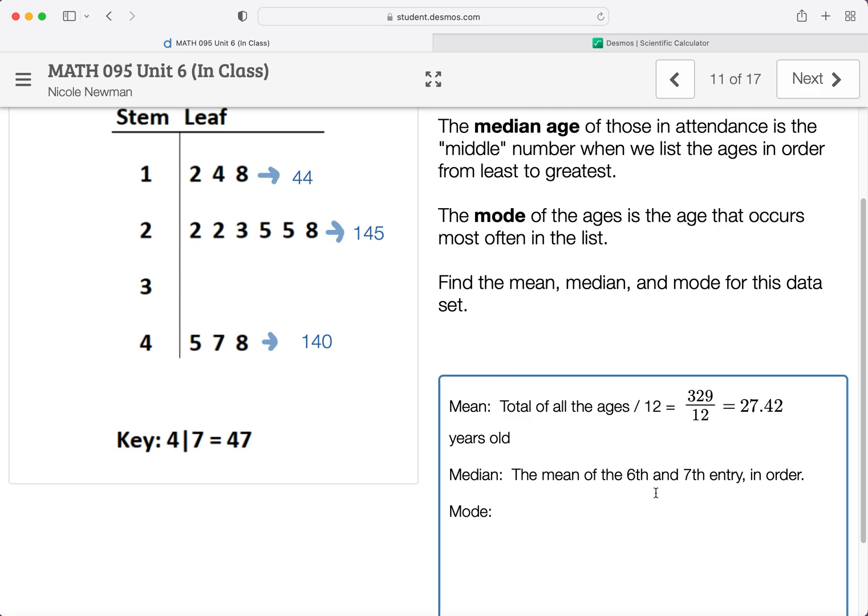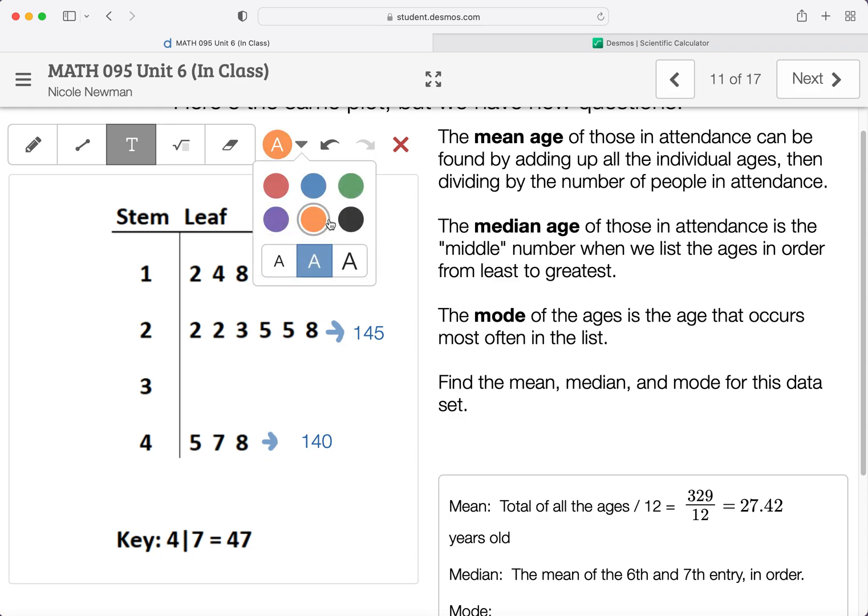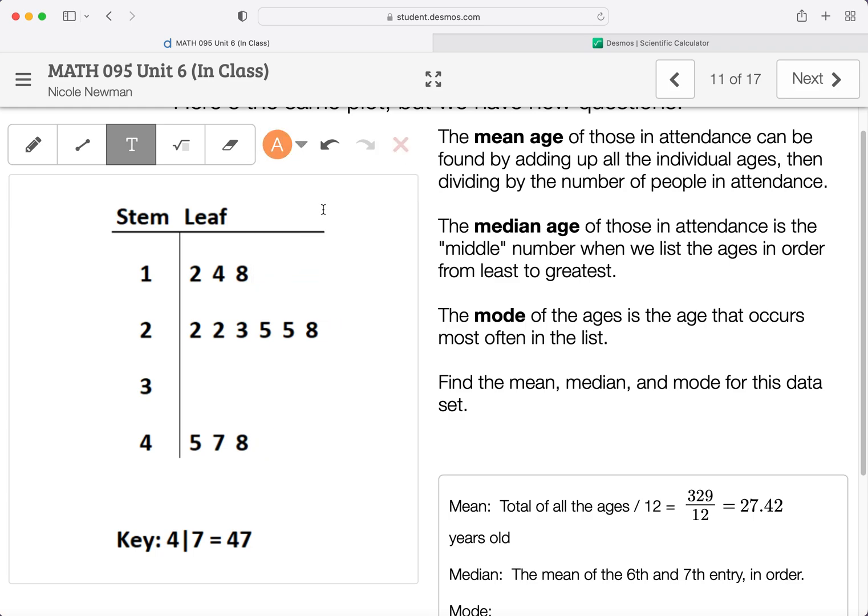For the median, the middle entry, sometimes I see students do this. I kind of like this too when the lists are short. Oh no, I lost my other info. You have it, you can back it up in the video, but I lost it, so we'll hope that I don't need it too badly.